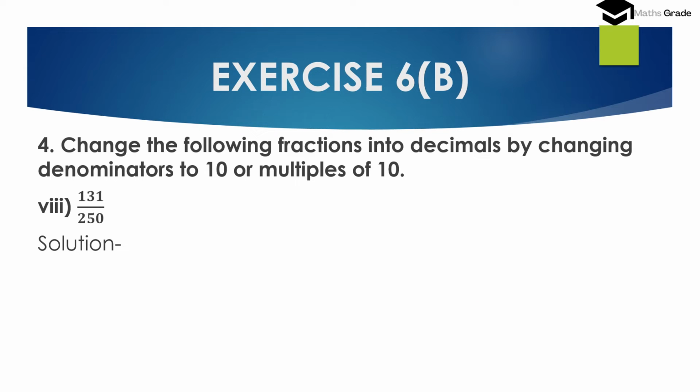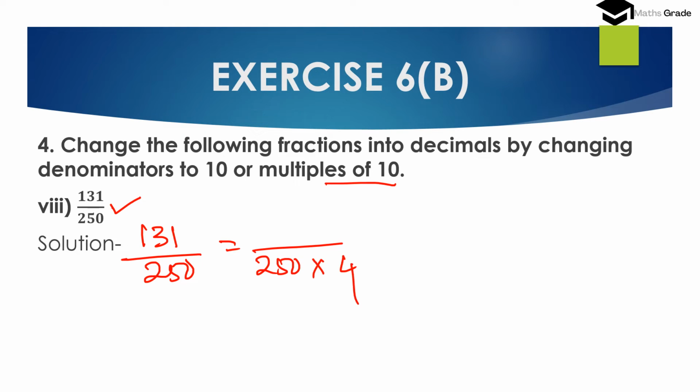Now part 8, 131 divided by 250. We have to convert the fraction 131 divided by 250 into a decimal by changing the denominator to 10 or a multiple of 10. In the fraction 131 divided by 250, 131 is the numerator and 250 is the denominator. Now multiply the denominator 250 by 4. We will get 1000. Now we have to multiply the numerator 131 by 4.